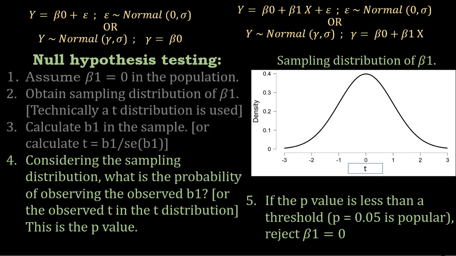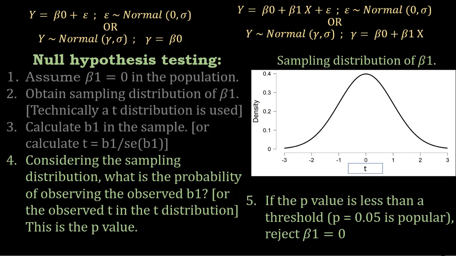And so if that p-value we calculated is less than that threshold, then we reject the hypothesis that the b1 we obtain in our sample comes from a distribution with beta 1 equals 0. And that's the null hypothesis testing approach.